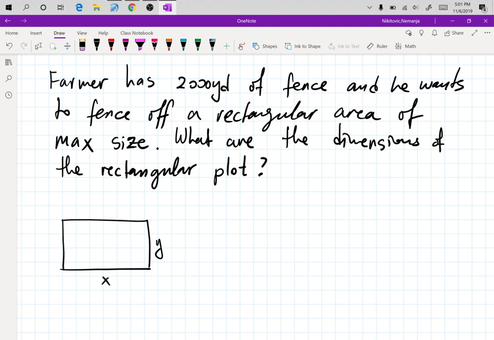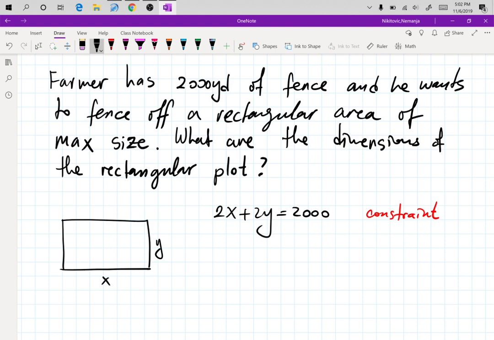What would be my constraint looking at this problem? What is your constraint? You are a farmer. 2,000 yards. Where does that go? It has to be 2x plus 2y. Excellent. It's a perimeter. Perfect. So the fence goes on the perimeter of the plot. Therefore, 2x plus 2y equals 2,000 is your constraint. You don't have more than 2,000. So that's your constraint.